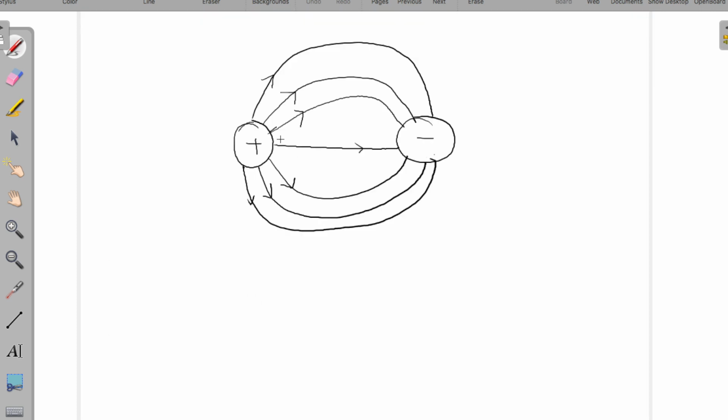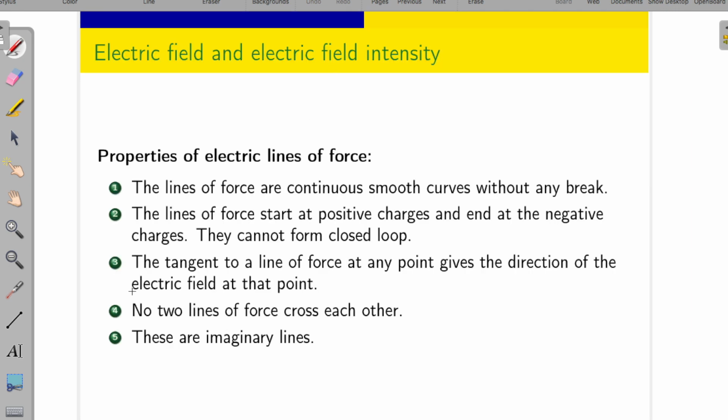It means that if we consider a point here and draw a tangent here, this will give the direction of the electric field intensity. Suppose here the tangent will be like this at this point, so this will be the direction of the electric field intensity. The next property is that no two lines of force cross each other.